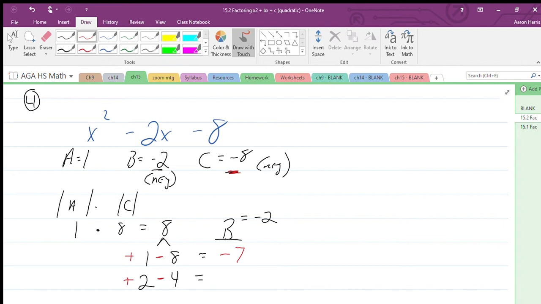Here we go. Positive 2 times negative 4 is what? Negative 8. Good. 2 minus 4, though, is what? Negative 2. So which one works? Right there. So a positive 2 and a negative 4 will be the factors that I use. That is all 4 scenarios and how C can be positive with a positive B or a negative B. C could be negative with a positive B or a negative B.